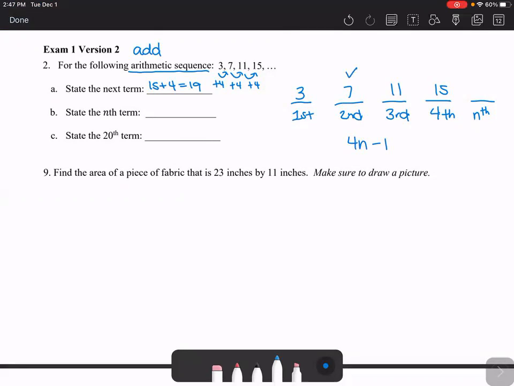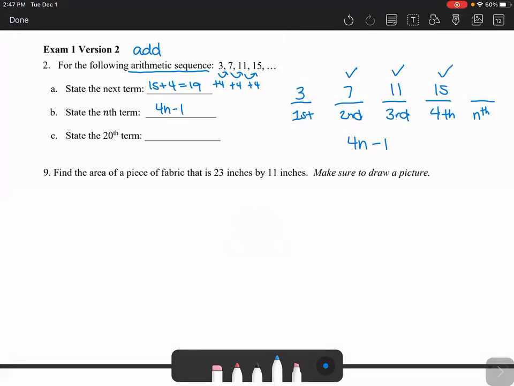3 times 4 is 12, we subtract 1 and get 11, so that works. And then 4 times 4 is 16, minus 5 is 15, so that works. So this means that our general formula is going to be 4n minus 1. Whenever you're adding a specific thing, it's going to correspond to multiplying by that number.